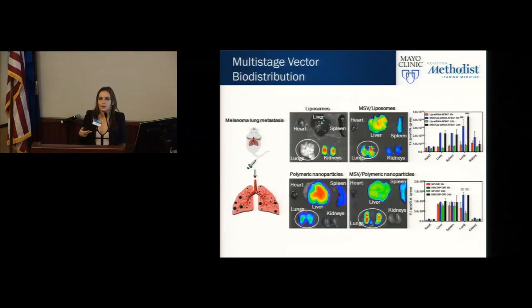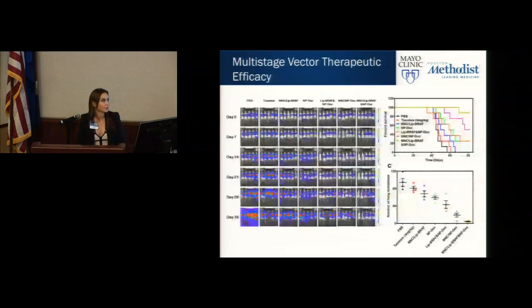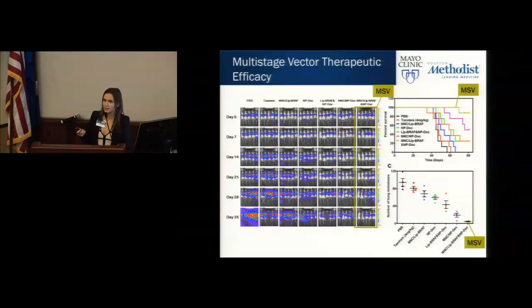So then we wanted to see whether this improvement in biodistribution could translate into better therapeutic efficacy. So we did a mouse experiment. There's a lot of control groups here, but this last group is using the multi-stage vector, and we can see that tumor burden was reduced. The survival of the mice was also increased, and the lowest number of metastatic nodules in the lungs was in the multi-stage vector group. So this is really an example of how we can create these sophisticated drug delivery systems to improve site-specific delivery and therapeutic efficacy.